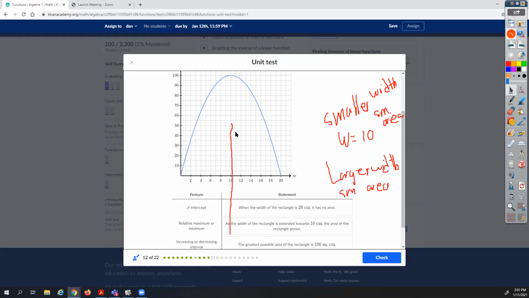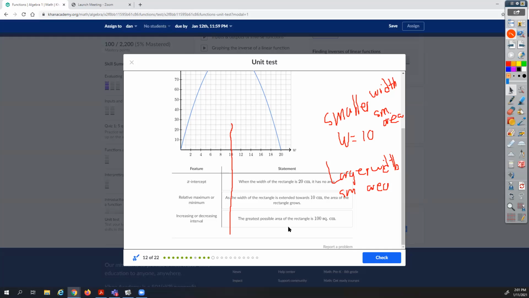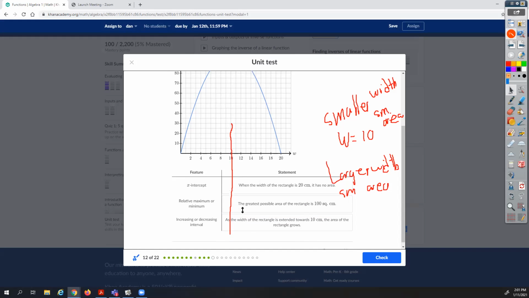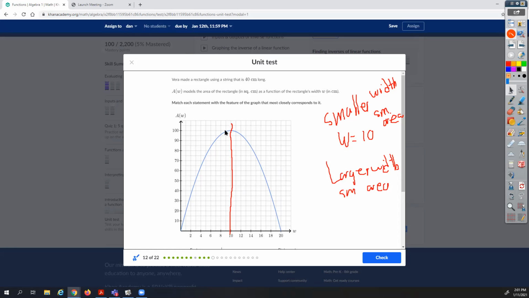So as the width of the rectangle is extended towards 10 centimeters, the area of the rectangle increases. I want to switch these two around. The relative maximum is actually going to be this point over here at 100. Okay.